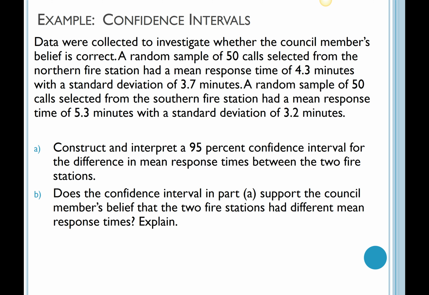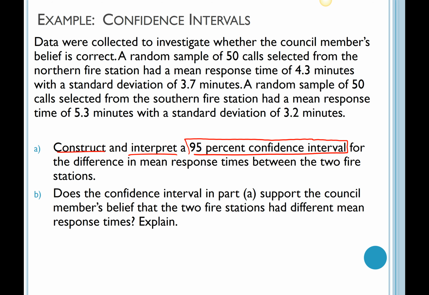All right, so that's the claim that they're talking about there, different mean response times. So we have random samples of 50 calls selected from the Northern Fire Station, where we have a mean response time of 4.3 minutes with a standard deviation of 3.7. Another random sample of 50 calls from the Southern Fire Station has mean response time 5.3 and standard deviation 3.2. So our goal today is going to be constructing and interpreting a 95% confidence interval.